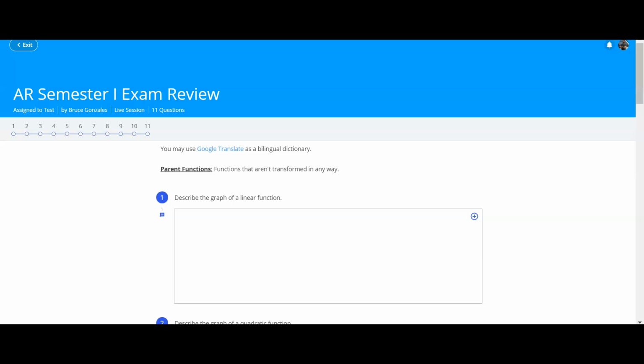All right, algebraic reasoning. This is your semester one exam review. It might look a little different than ones you've seen before, but this is one that our team made. So we'll just go through this. It's only 11 questions long. Here we go. Parent functions, functions that aren't transformed in any way.